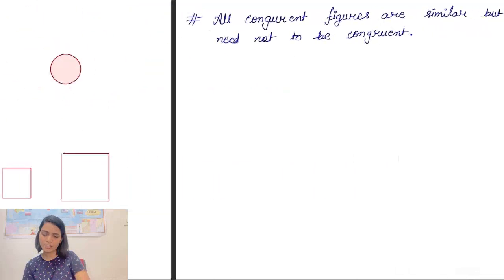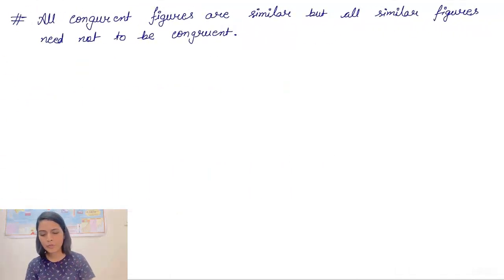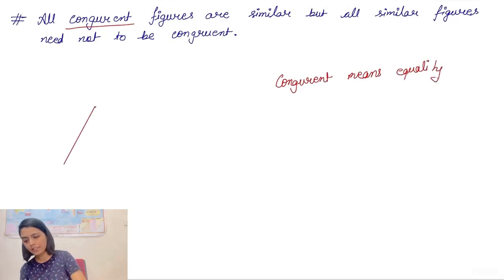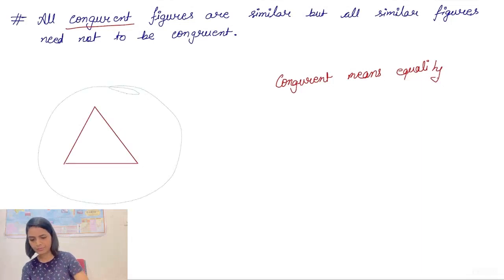Okay, so let's move forward. Next is that all congruent figures are similar, but all similar figures need not be congruent. What do we mean by congruent? We have already studied congruence, and I think you have a basic idea of it. Congruence means equality. That is, if I draw a triangle like this, so let me do one thing.